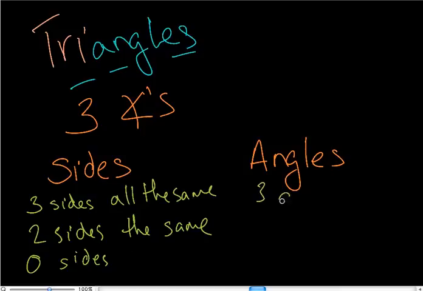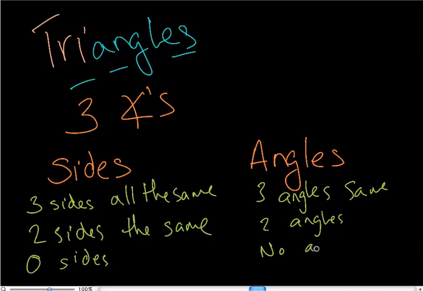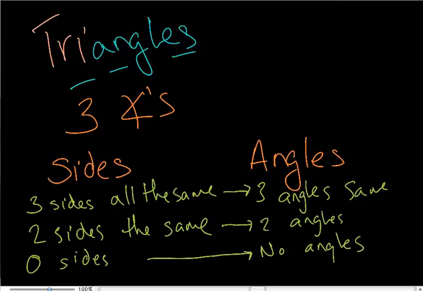You can have three angles that are the same. You can have two angles that are the same. Or you can have no angles the same. All right? That's really it, and that's all the combinations. So any triangle you know will have one of these properties. I'm going to show you how these are related, how this is related to this, and how this is related to this right now. I guess we'll start right up the top.